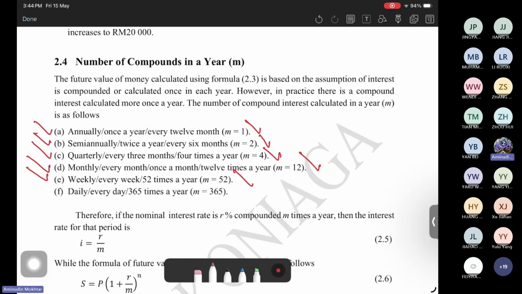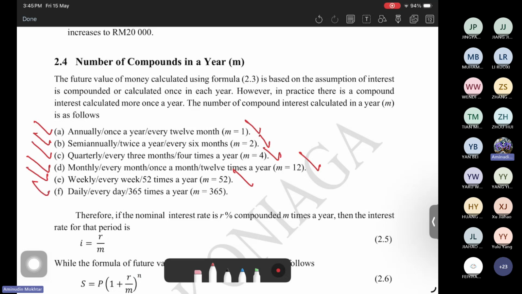And then the last one, the interest rate is calculated daily, every day. We assume that there are 365 days per year, meaning that the interest rate is calculated 365 times per year, maybe at the end of day 1, day 2, day 3, and so on. That's the number of compounds here. You need to remember this.